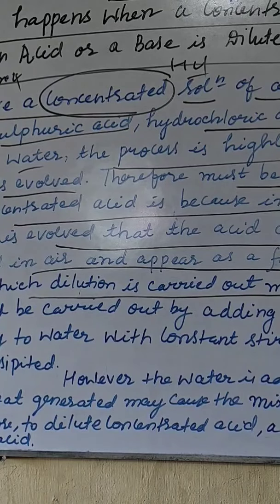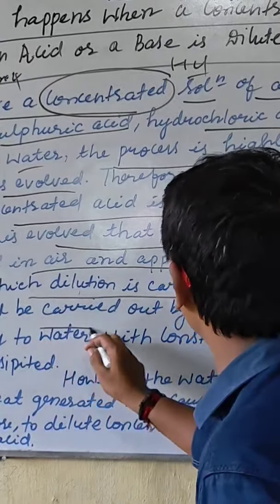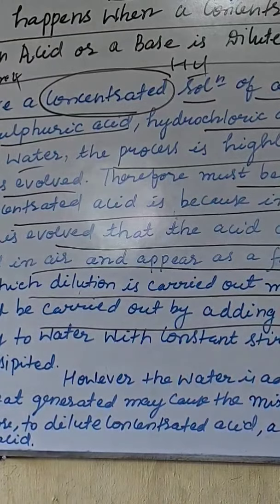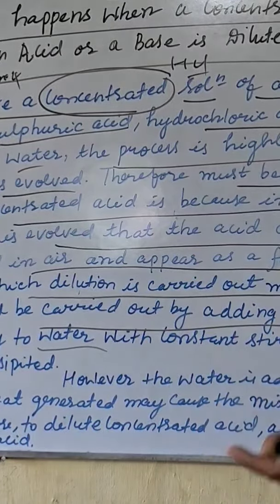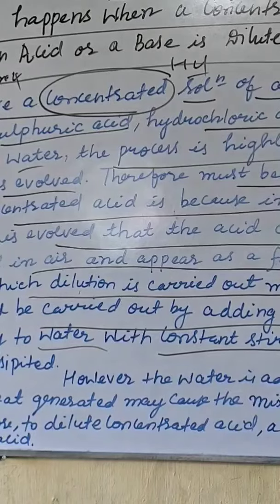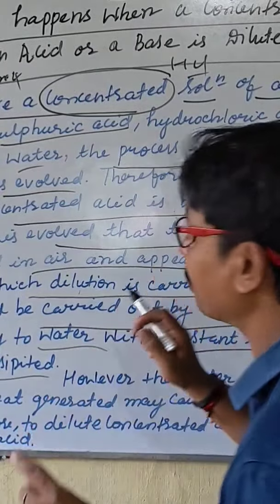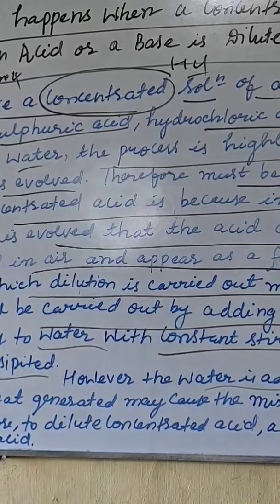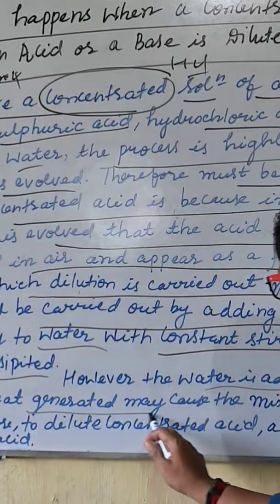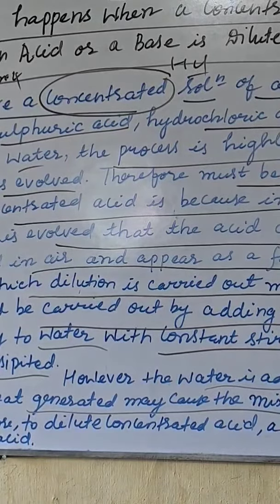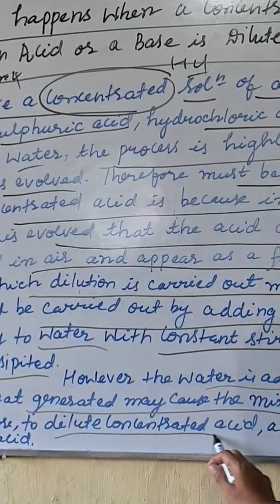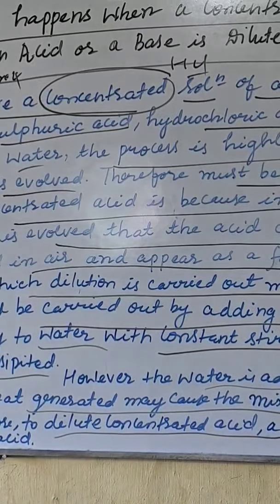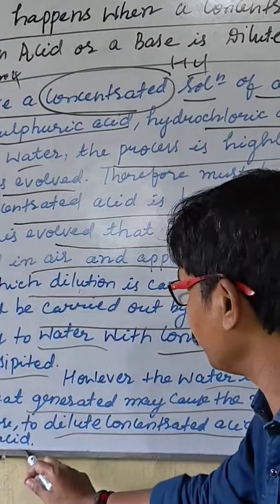Therefore, dilution should be carried out by adding a thin stream of the acid slowly to water, acid to water with constant stirring, so the heat produced is dissipated and the temperature may be maintained. However, if water is added to concentrated acid, the heat generated may cause the mixture to splash out and cause burns. Therefore, to dilute a concentrated acid, add acid to water, not water to acid.